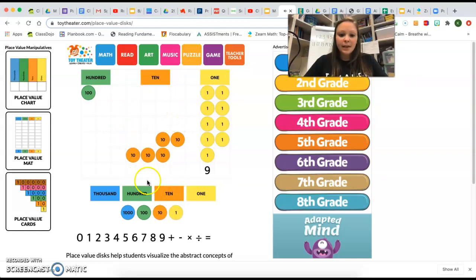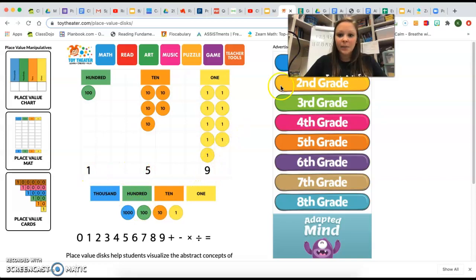But we're not done with the tens because we still have some left. So let's see how many we have left. 1, 2, 3, 4, 5. We still have 5 tens left, so I'm going to put a 5 here in the tens place. And then as you can see, we have 1 hundred here. So I'm going to put a 1 in the hundreds place. So we just added 83 girls and 76 boys, and we got the number 159.